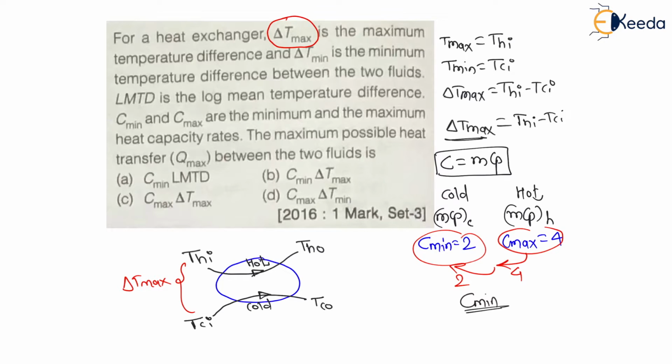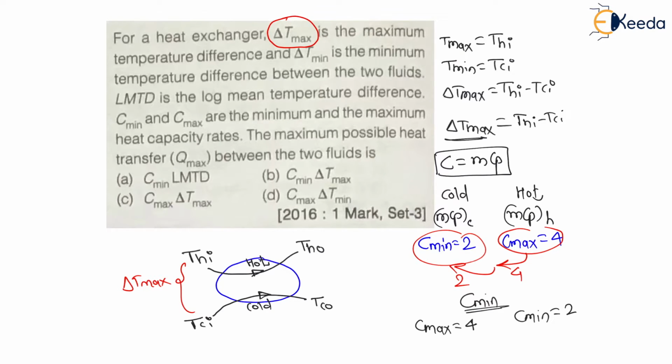Therefore, the net exchange will be C minimum. Now, let us consider the other example. Let us say here the C maximum is for cold fluid. Now what I am assuming, maximum is for cold fluid. Let us say it is 4 and the minimum is for hot fluid. Let us say it is 2.